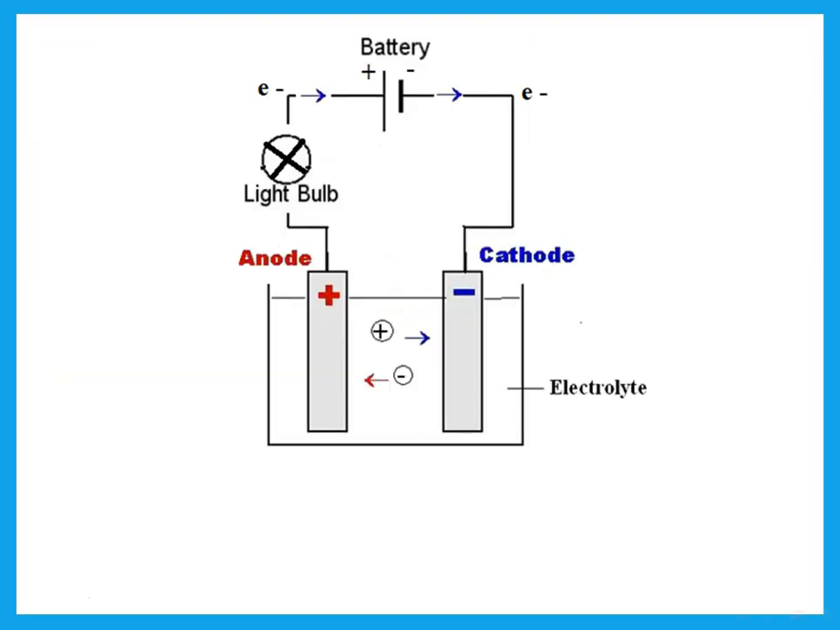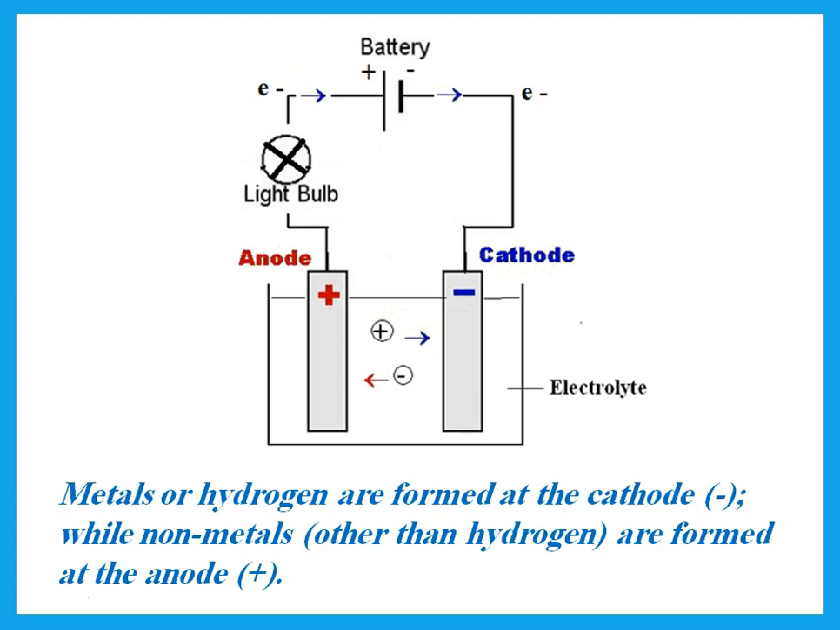Remember that when we have this kind of setup, what is happening? The electrons are flowing in the wire, the positive and negative ions are moving in the electrolyte. Remember, electrons are negatively charged, so in the wire, the electron is moving towards the positive end of the battery and away from the negative end of the battery.